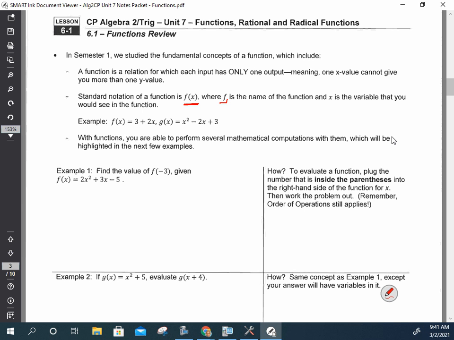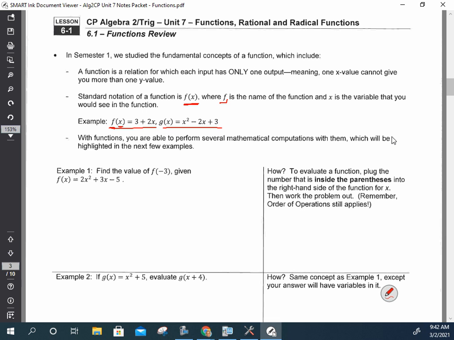So, I have two examples. f of x equals 3 plus 2x. g of x equals x squared minus 2x plus 3. Again, the letter outside the parentheses is the name of the function. The letter inside the parentheses is the variable that you should see in the function.